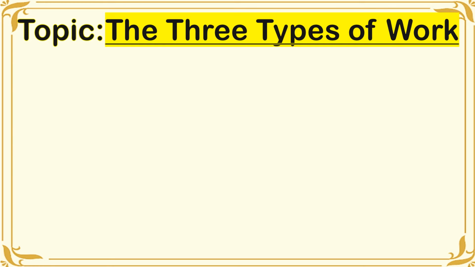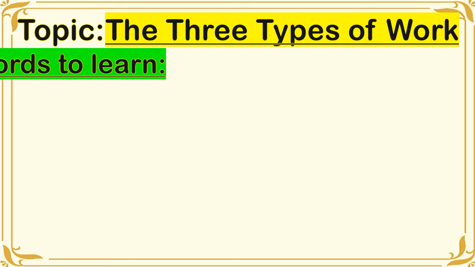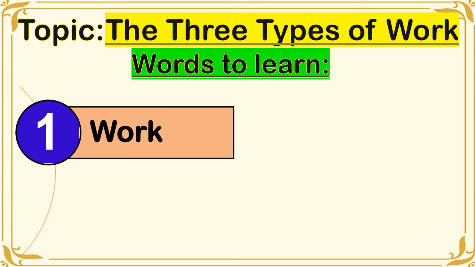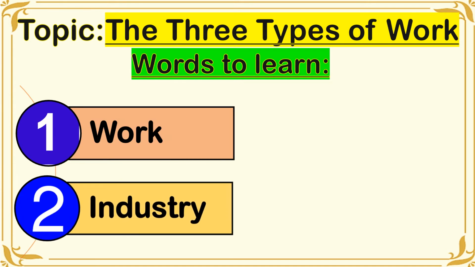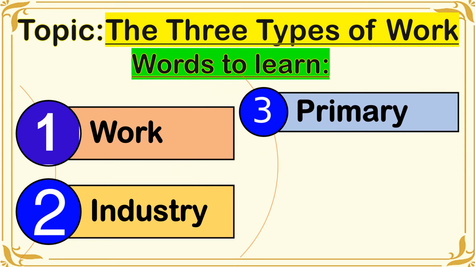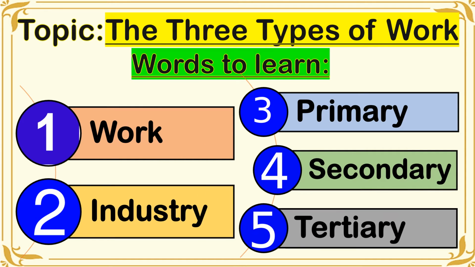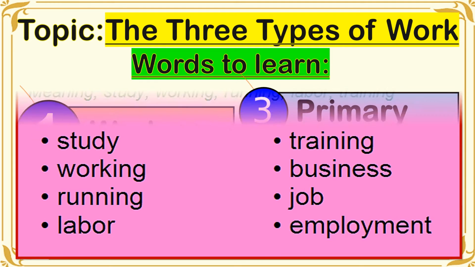Class, our topic for this day is about the three types of work, and these are the 5 words to learn that can help us better understand our topic. Let's read them one by one, and please repeat after me so you can still practice your reading skills and speaking skills even if you're just at home. Are you ready now? Let's start reading. Number one, work. Number two, industry. Number three, primary. Number four, secondary. And number five, tertiary. Now let's study the meaning of these words one by one.